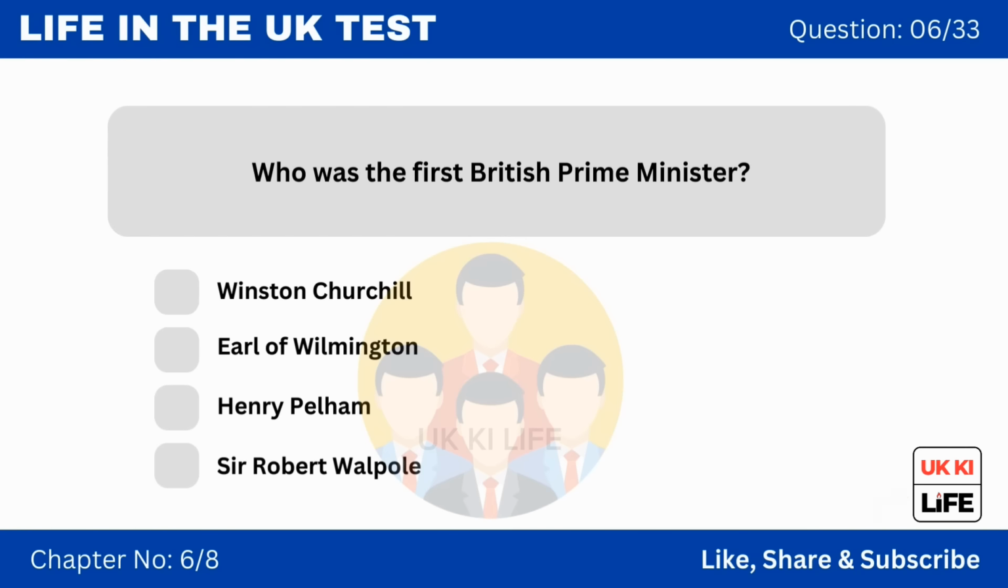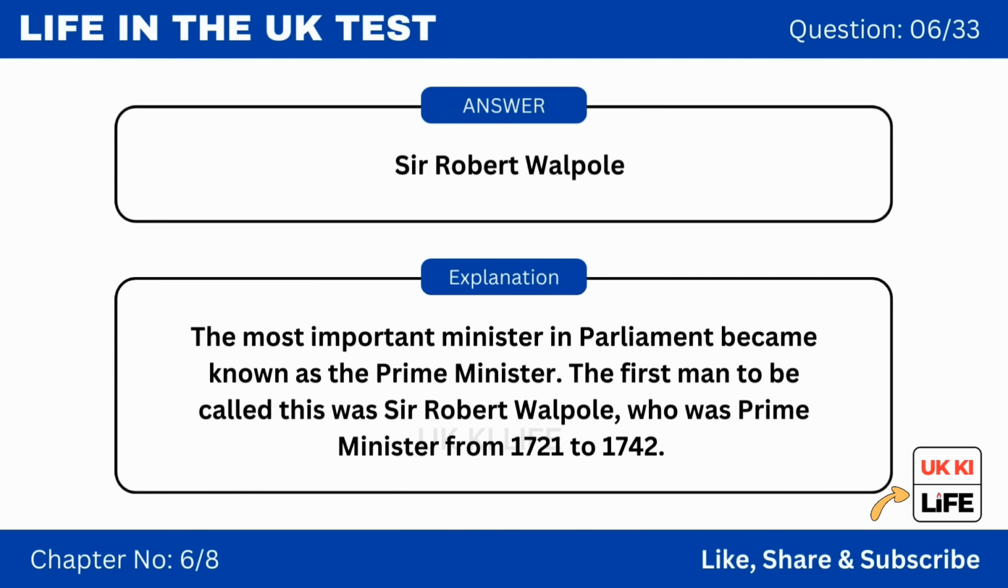The correct option is D. Explanation. The most important minister in Parliament became known as the Prime Minister. The first man to be called this was Sir Robert Walpole, who was Prime Minister from 1721 to 1742.